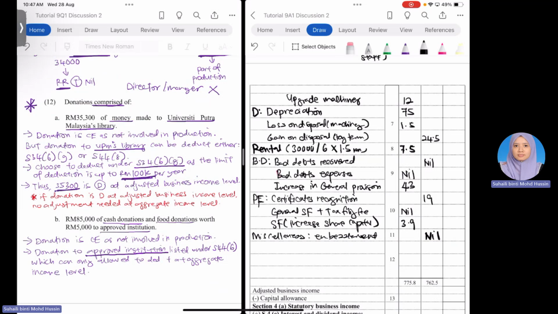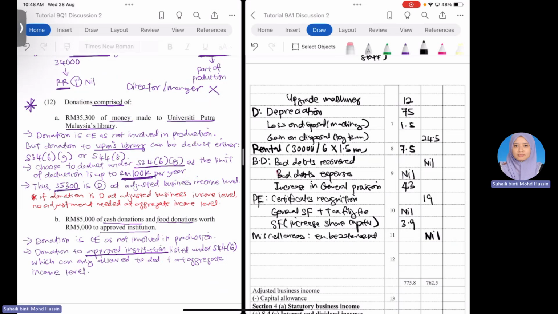You have to remember that when the company makes a donation to the library or any place, you have to know that donation is not a production transaction. Donation is capital expenditure, so basically it's not allowed for deduction. But since the government wants to encourage companies to donate, the government allows a deduction. Some donations are allowed to be deducted at the adjusted business income level according to section 34. Some donations are allowed to be deducted at the aggregate income level according to section 44.